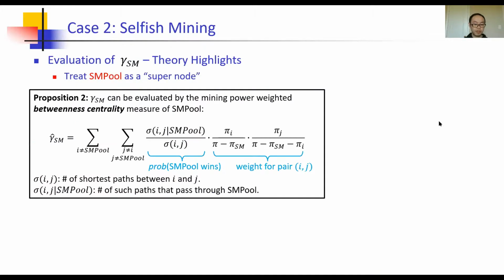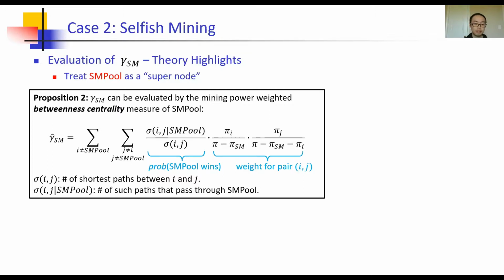First, we treat the selfish mining pool as a supernode that preserves all of its pool members' connections. Then we discover that gamma SM coincides with a well-known betweenness centrality measure weighted by mining powers. That is, for any pair of honest nodes i and j, and we assume it is i that releases a block that triggers the selfish mining pool to release a private chain. Then the probability of the selfish mining pool to deliver its private chain ahead of i's block to j equals the chance that the pool resides in the shortest path between i and j.